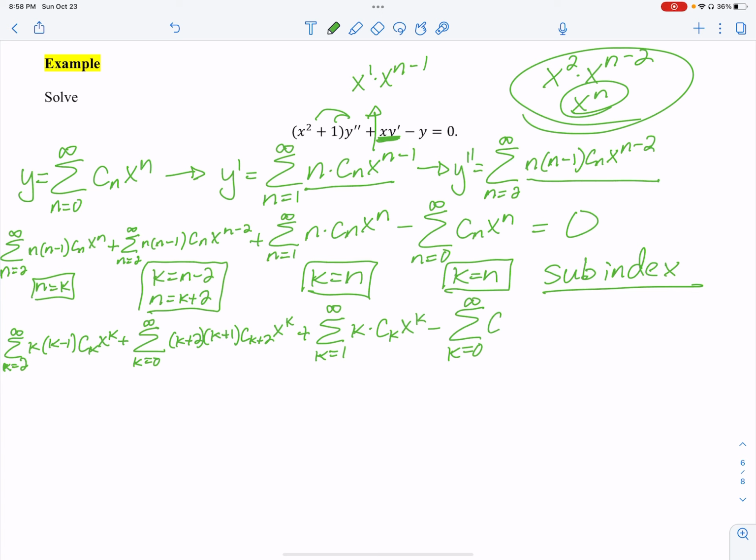All right, that's replacing all those. So that was the substitution of the index. The next part was to let out terms.